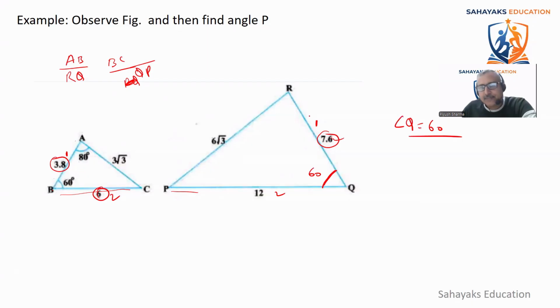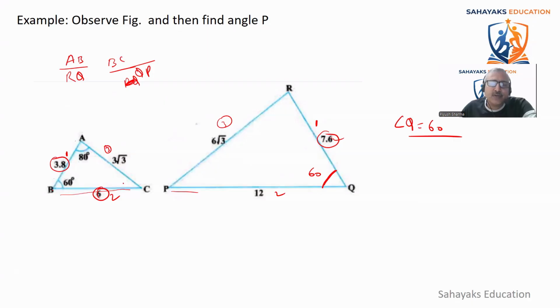This part is clear? Okay. Now we know this is side 3. So we can say between 2 and 3. This is side 3 here. So between 2 and 3, if we have to find the angle between 2 and 3.